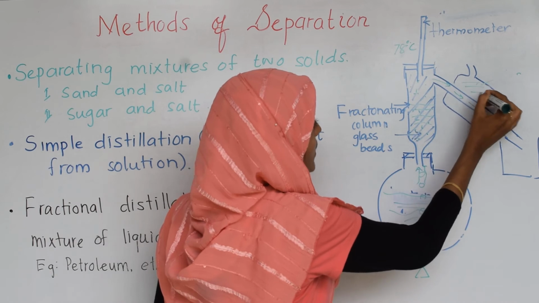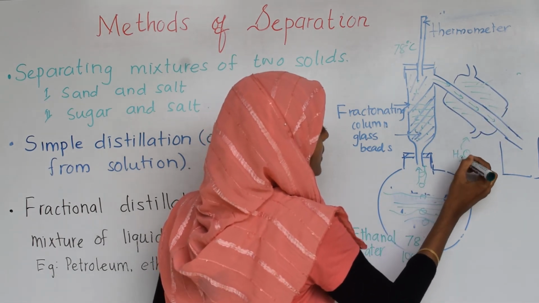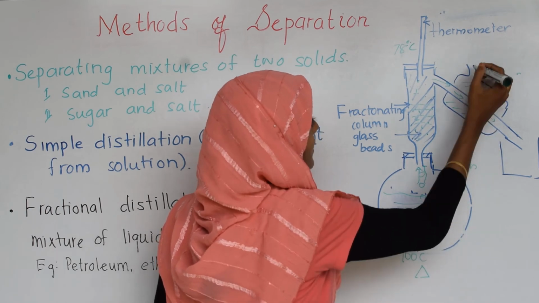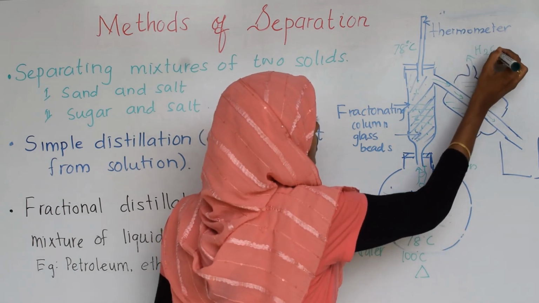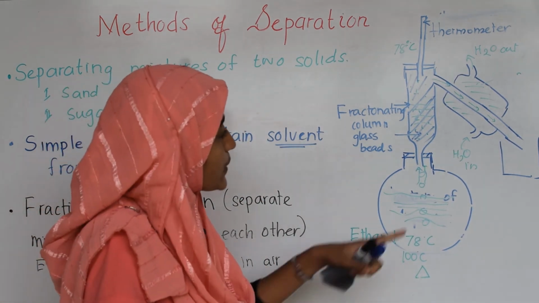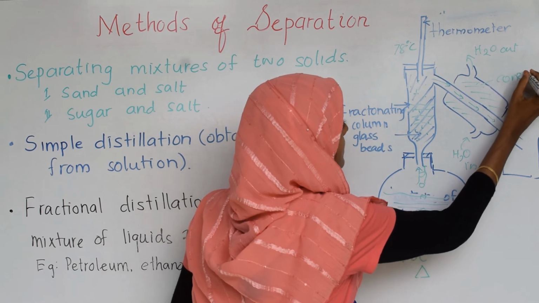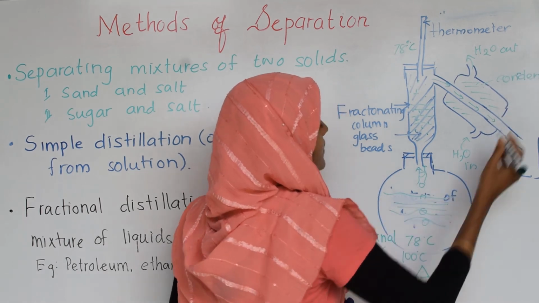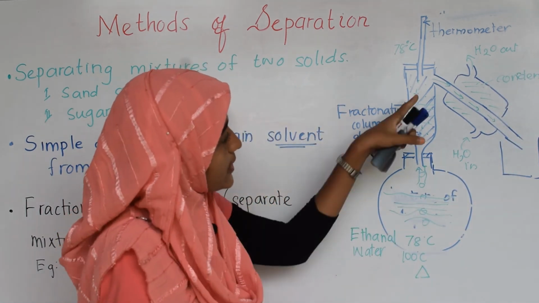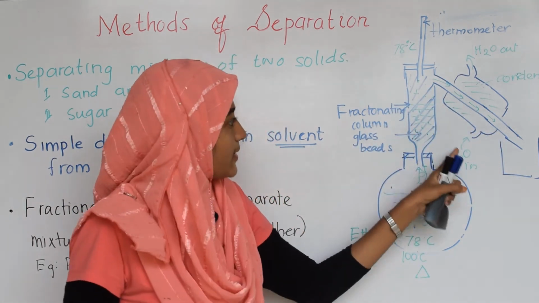You have water here. So what happens? Water goes in, that is to cool down, and water that comes out, that is the hot water that comes out. So here this is the condenser. Let's write it. Condenser. So in this case, ethanol vapor gradually goes through this.